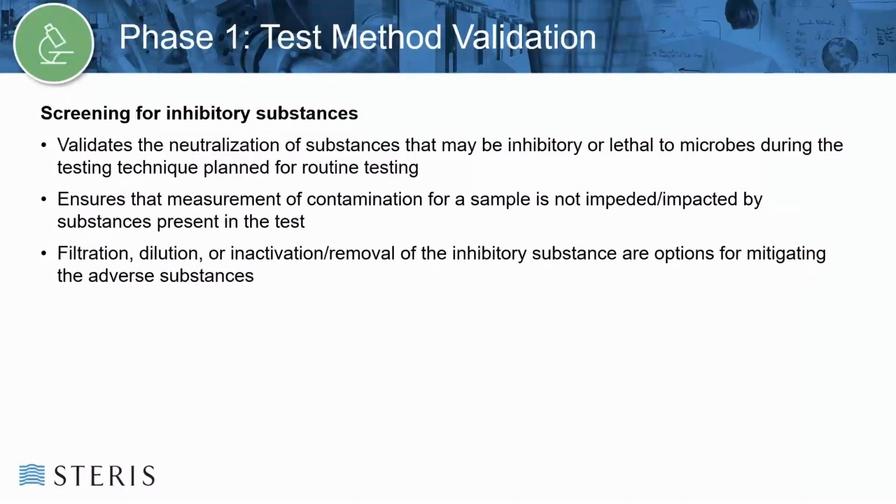Screening for inhibitory substances is important to ensure that the product does not reduce or affect the detection of microorganisms in our test. This test validates the neutralization of any substance that may be inhibitory or lethal to microbes from the testing technique employed for routine testing. Screening for inhibitory substances ensures that we are able to detect and measure contamination on a sample without the concern of falsely low or falsely negative results. Often filtration, dilution, or inactivation removal of the inhibitory substances are methods for mitigating the substances.